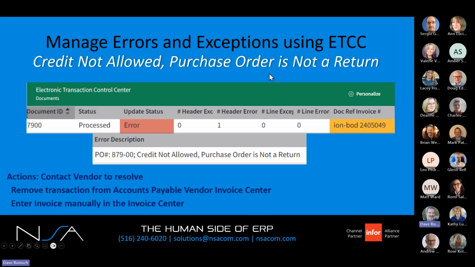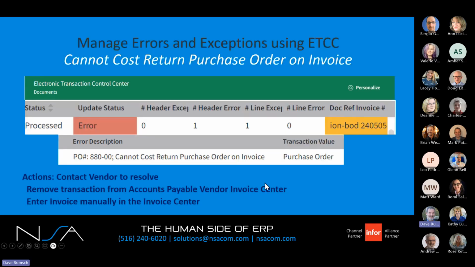Credit not allowed, purchase orders not a return. You're going to contact your vendor to resolve. You might figure out that it's a correction order in the middle of a regular purchase order. And if that's the case, then you have to do it manually. It's not going to do it for you. Or you may remove the transaction and then enter it completely all over again.